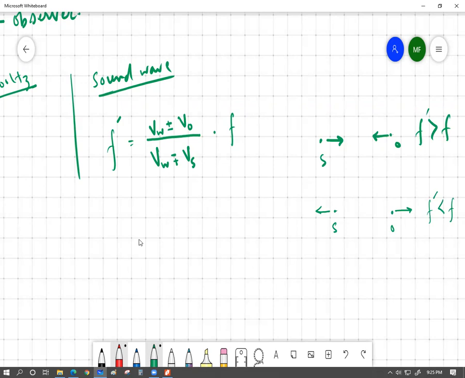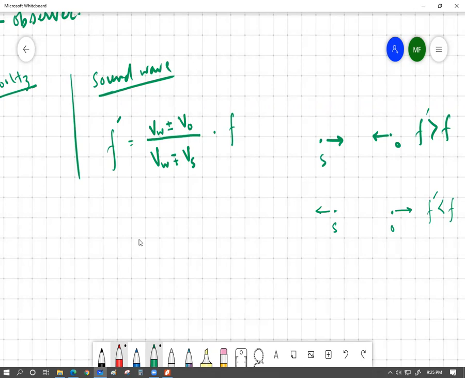এই কনসেপ্টটা আগে ভালো করে বুঝো। Getting closer, higher frequency observed; getting further away, lower frequency observed. If you can remember this information, which is a very basic idea of Doppler effect, this equation can be very easily chosen for the plus or minus sign.